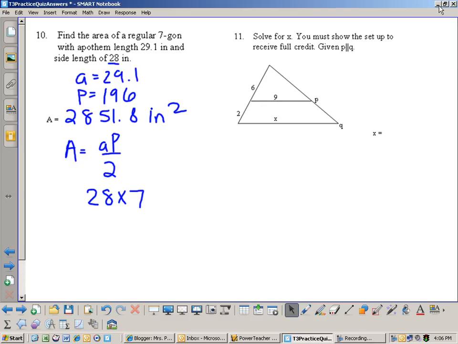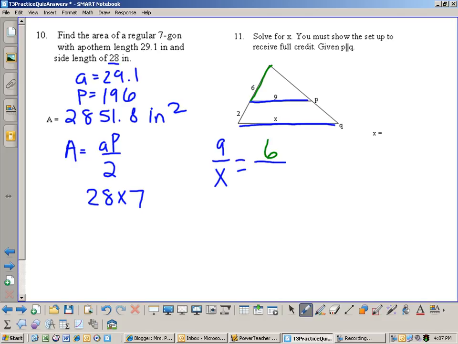All right, so let's go 11 through 15. So in number 11, we are setting up a proportion. So we're going to go 9 over x. And what we want to remember here is then that 6 is the side that goes with 9.